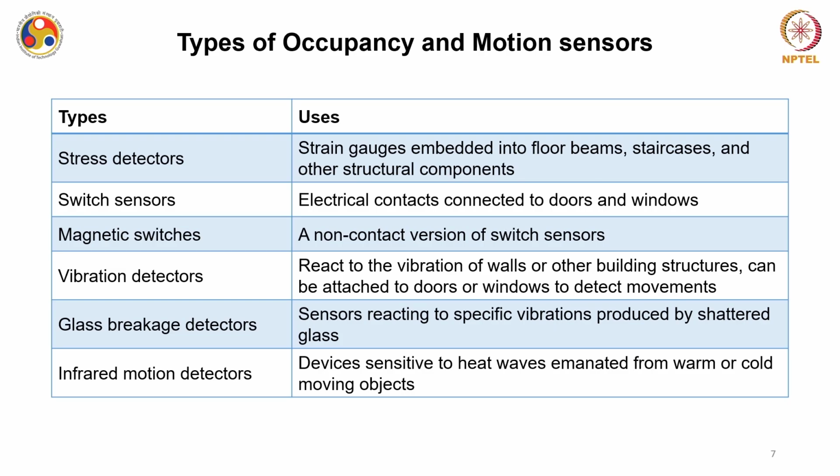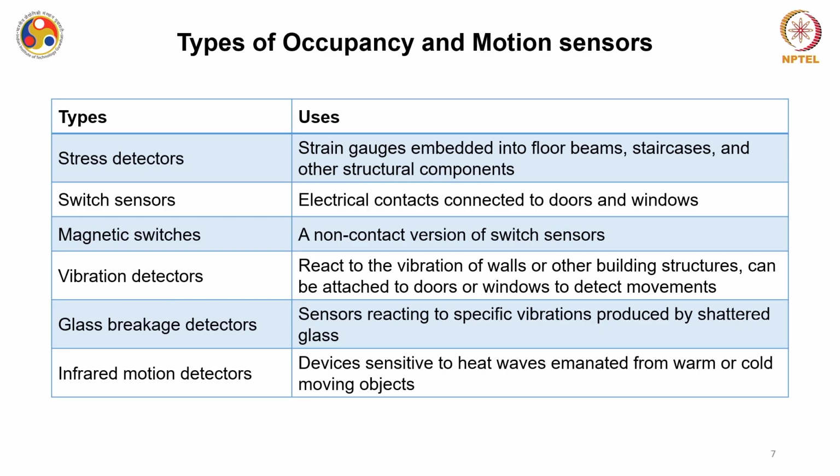Then you have vibration detectors, which react to the vibration of walls or other building structures, attached to a door or window to detect movement. Then we can also have a glass breakage detector. These sensors react to specific vibrations produced by the shattering of glass. So if someone is intruding into the room by breaking the glass, I can have glass breakage detectors, which work on the frequency of this shattering of the glass.